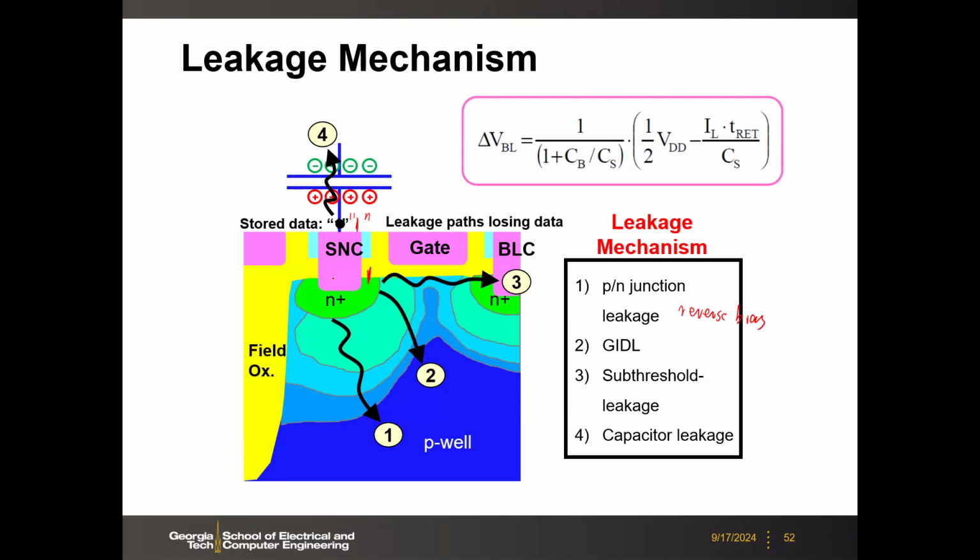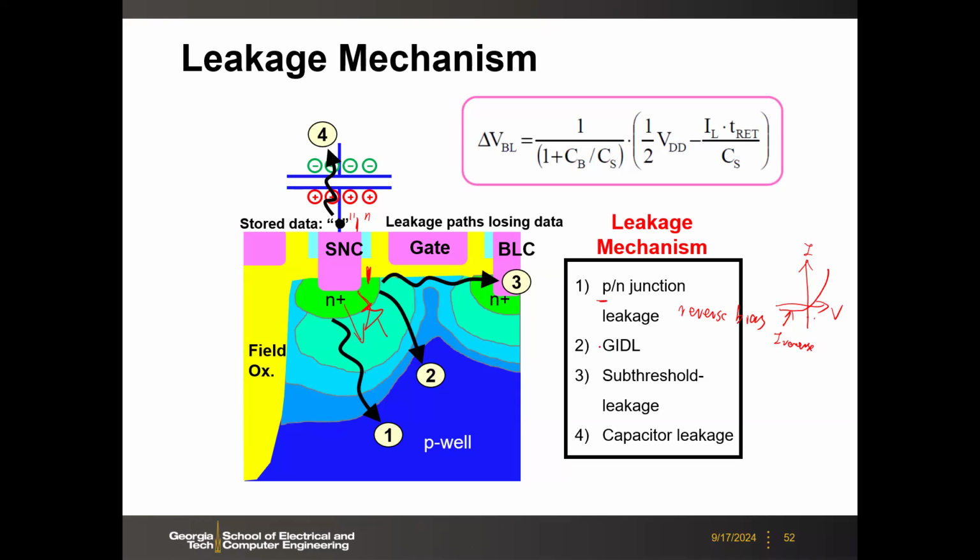So here, the N node is at VDD, and your P well is grounded. So the PN junction is reversely biased. If you recall your undergrad device physics, for the PN junction you have the reverse current, I reverse, at negative voltage, right? So you have some current flowing this way. That is leakage path one.